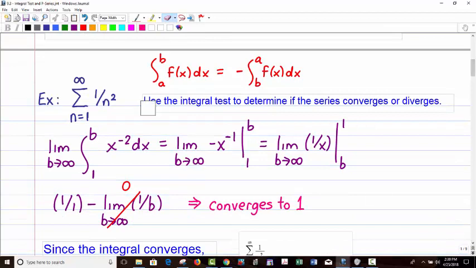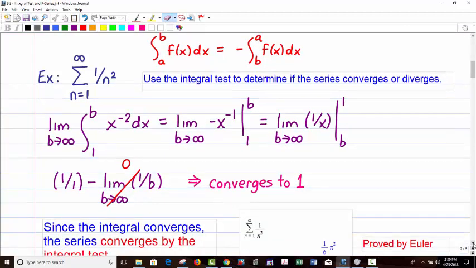Now let's look at this example, 1 over n squared. We're going to use the integral test to see whether or not that converges or diverges. So we have the limit as b goes to infinity. Of course, we replace the value infinity with b. So we're basically evaluating x to the negative 2 dx.